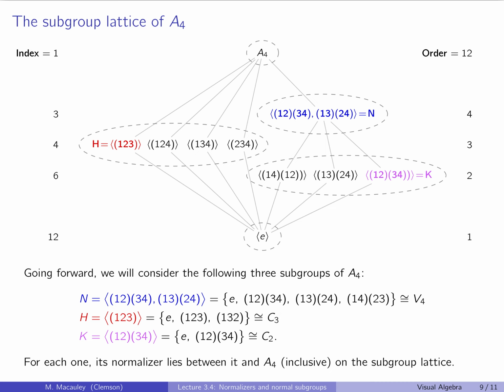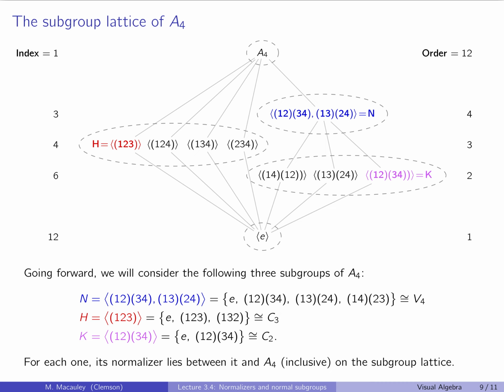I want to finish this lecture with a really important example involving the group A4, the alternating group. We will return to this example later in this section and also in chapter 5 when we study the orbit stabilizer theorem.